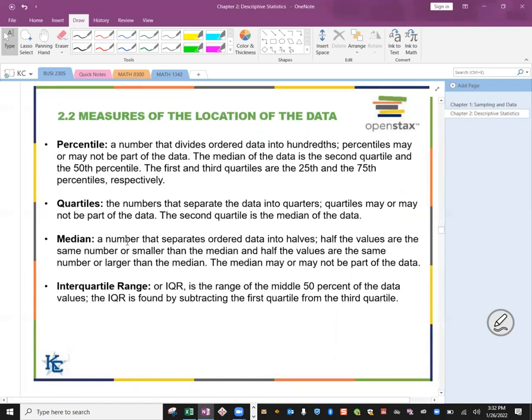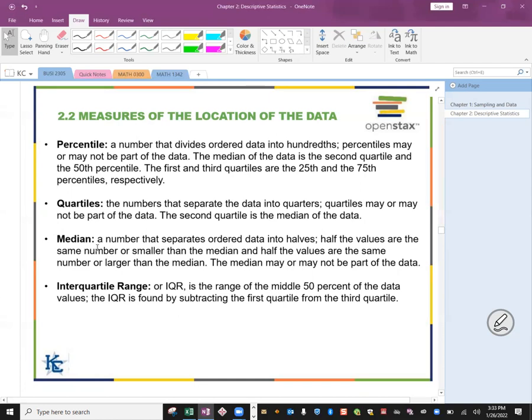Okay, so 2.2 is measures of the location of the data. We have several measures of location: percentiles, quartiles, median, and interquartile range. Interquartile range is actually a variation measure, but in your book, they include it under 2.2, so we will discuss it in 2.2. We often talk about percentiles, and you've probably heard them mostly in testing, like you're in the top 99 percentile. We can use percentiles to find out what score you have to make to be in the top 99 percentile.